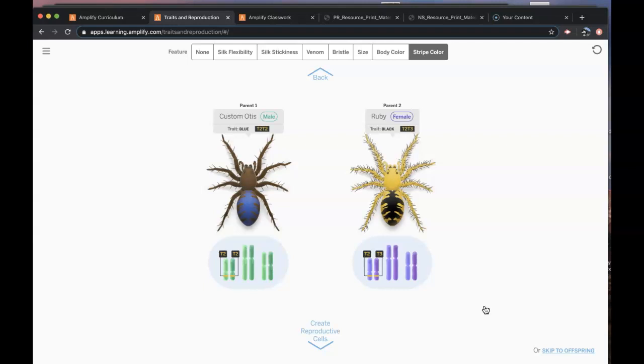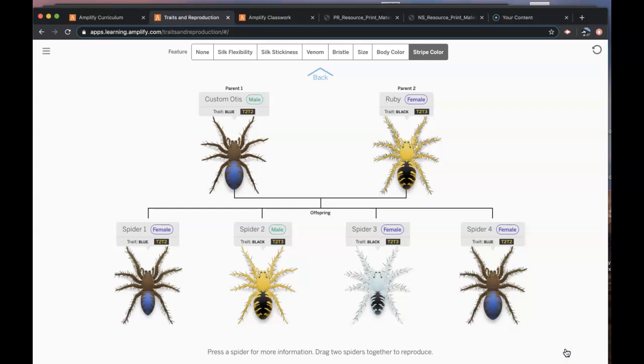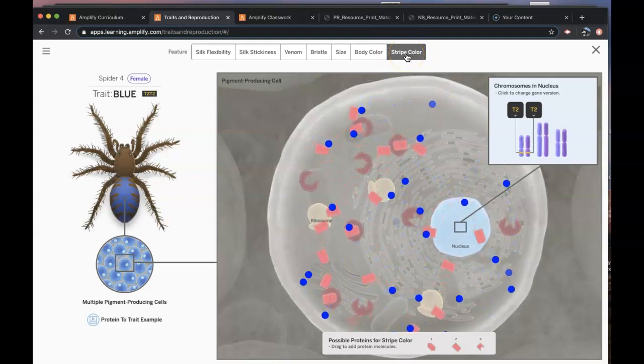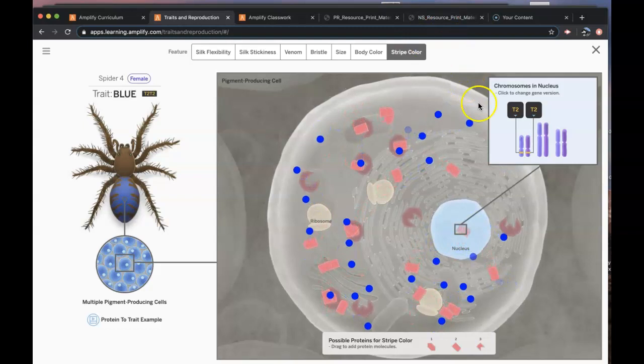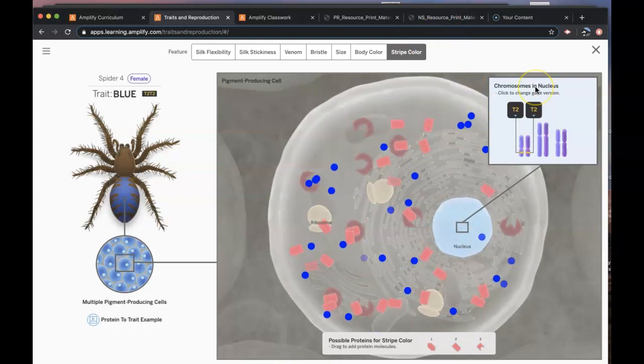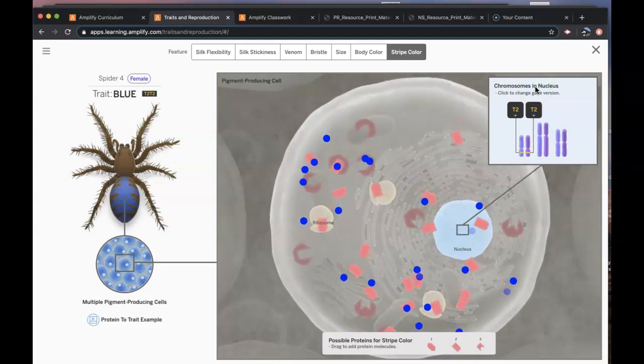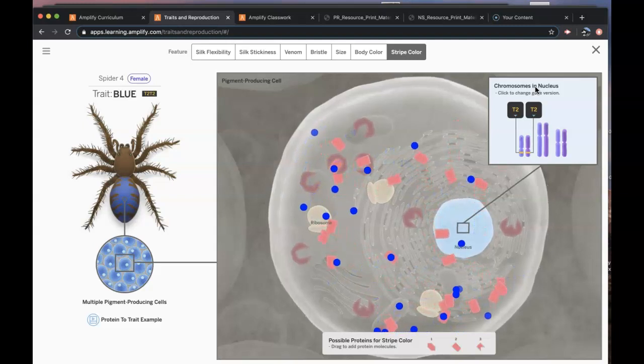Well, one has black, one has blue, so it would make sense that some might have black, some might have blue. So I'm going to press skip to offspring down here, and I'm going to click on a spider with a blue stripe, and we're in stripe color. So this spider has 2 copies of the T2 version of the gene. One came from Otis, and one came from Ruby. One came from one parent, and one came from the other parent.